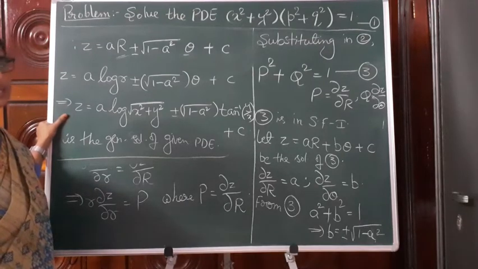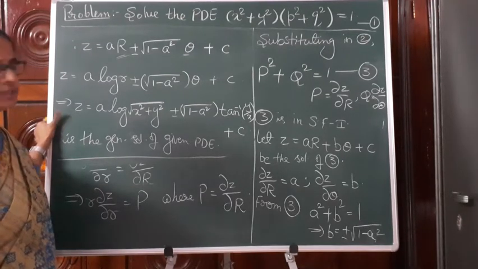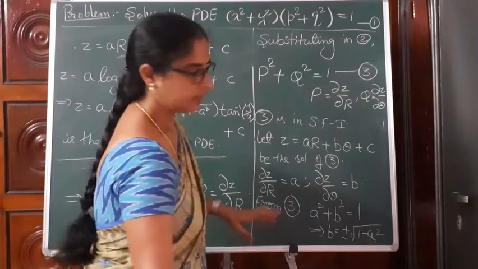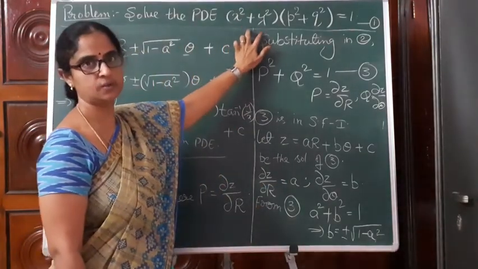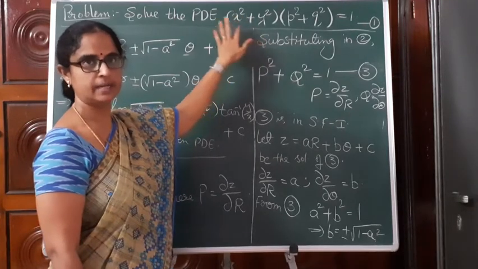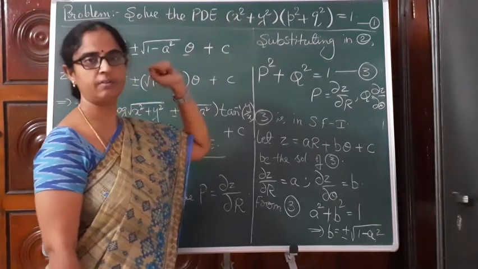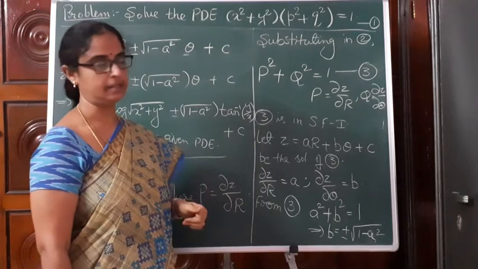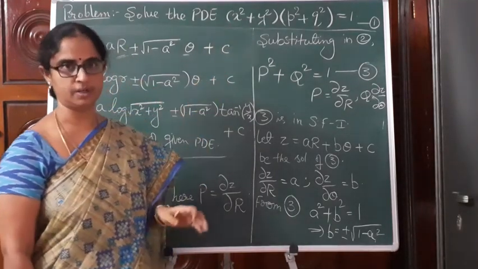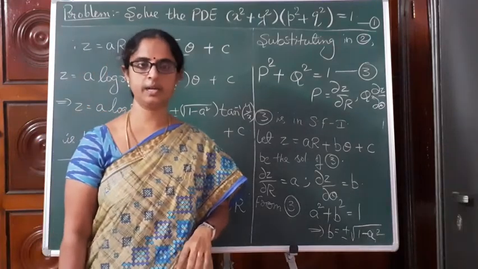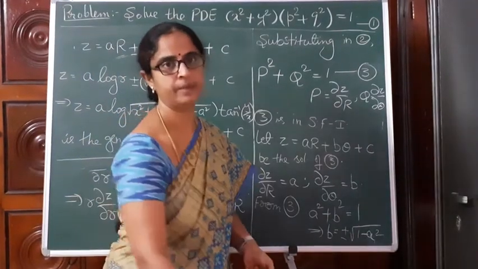So in such cases we can take substitutions like we have taken in this problem, because here we have x square plus y square. I took the substitution x is equal to r cos theta and y is equal to r sin theta. So depending on the terms we can choose the substitution. Okay. We see one more problem.